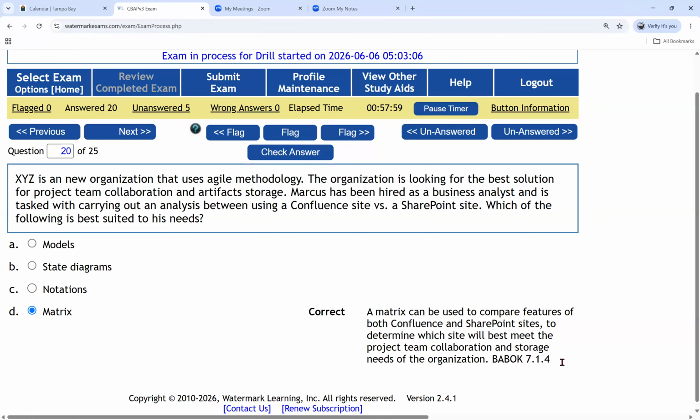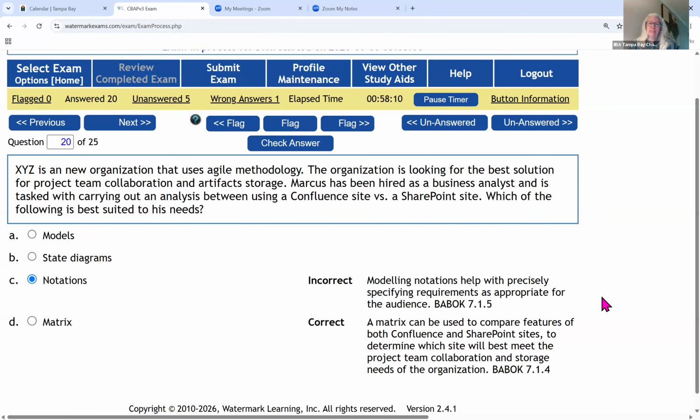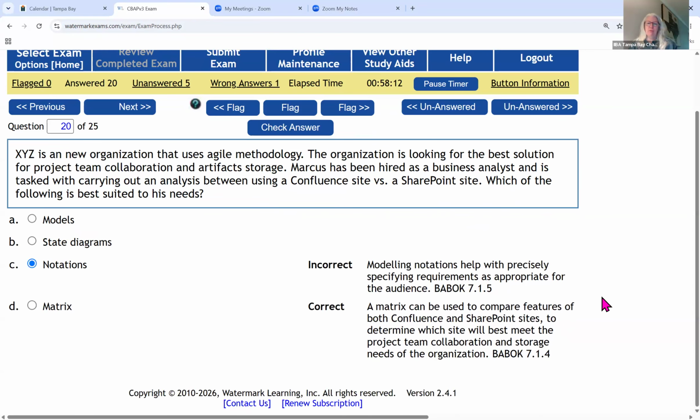And then you can see which one is able to meet the need. Can we see the modeling notations? I want to understand better. Modeling notations will help with precisely specifying requirements as appropriate for the audience, but notations won't help you do the comparison. Okay.